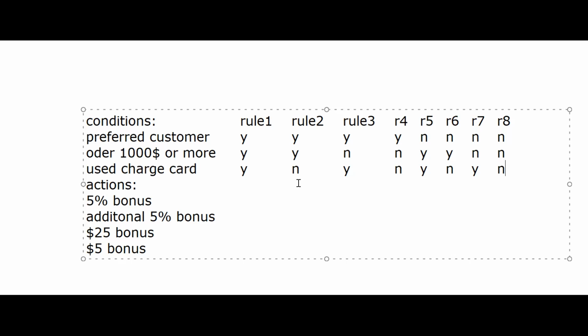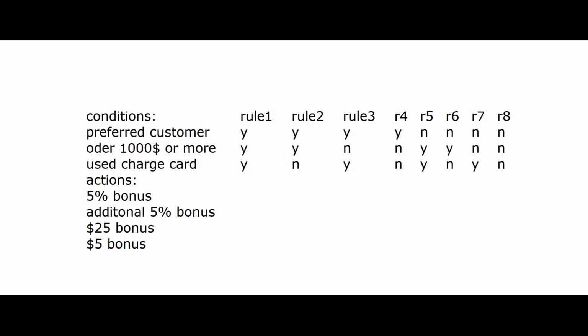Now, let's look at the statements again. Now, okay, I need everybody to answer this question. If you look at this, the first one, it's yes, yes, yes, which means the customer is a preferred customer. Customer order $1,000 or more, and customer use charge card. So, what are the actions we need to perform? What are the actions we need to perform?